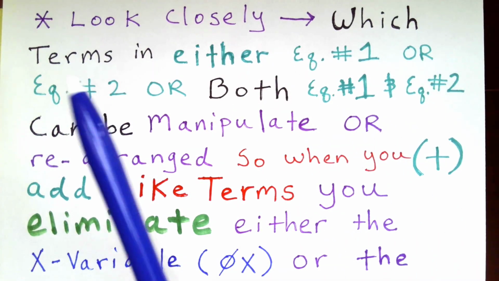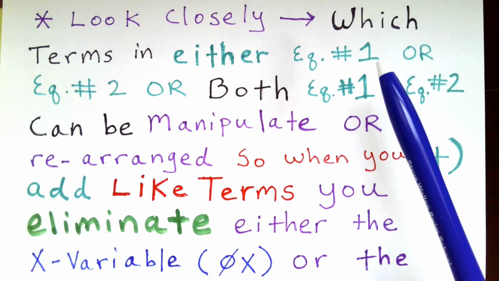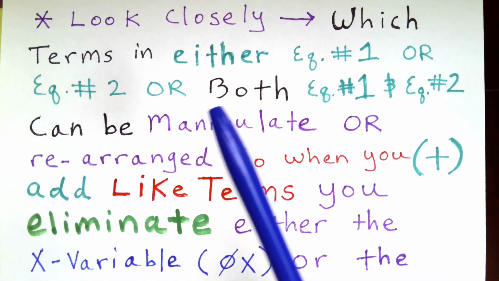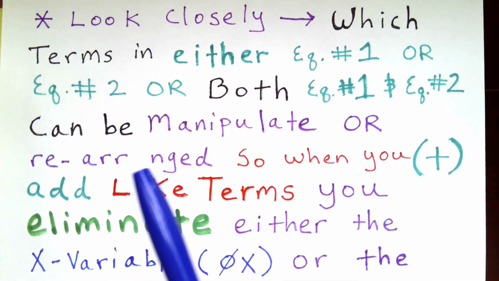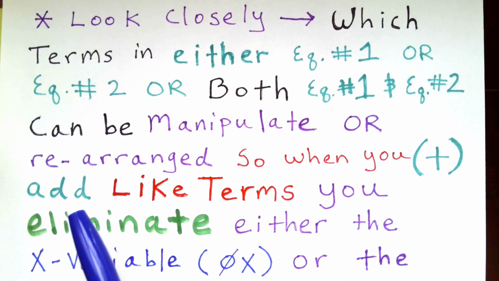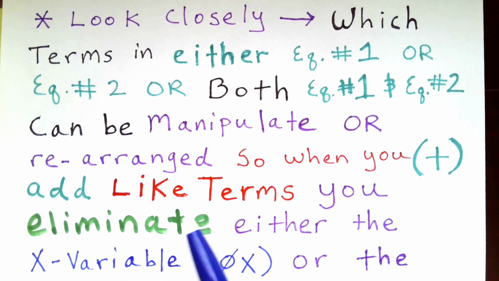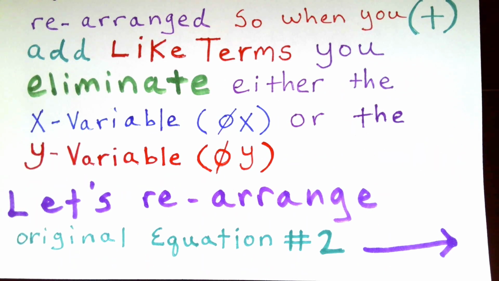Look closely at which terms in either equation 1, equation 2, or both can be manipulated or rearranged so that when you add the like terms, you eliminate either the x variable or the y variable, showing 0x or 0y. Let's rearrange original equation number 2. Is that the only one I could have rearranged? I could have rearranged original equation number 1, or both.